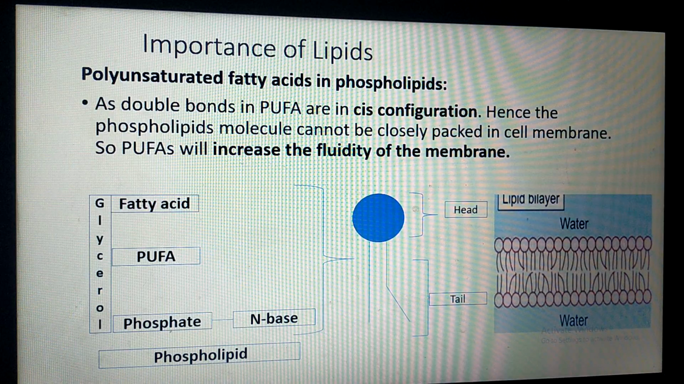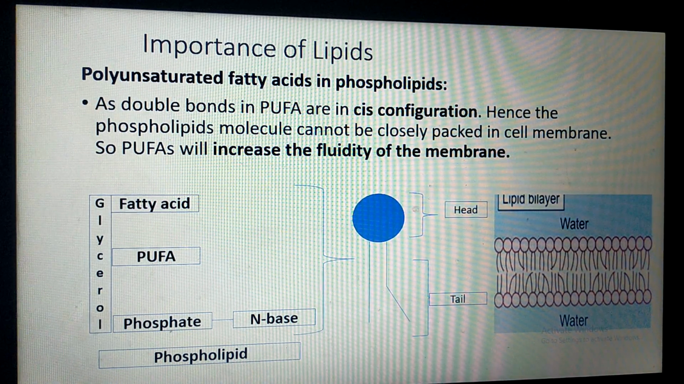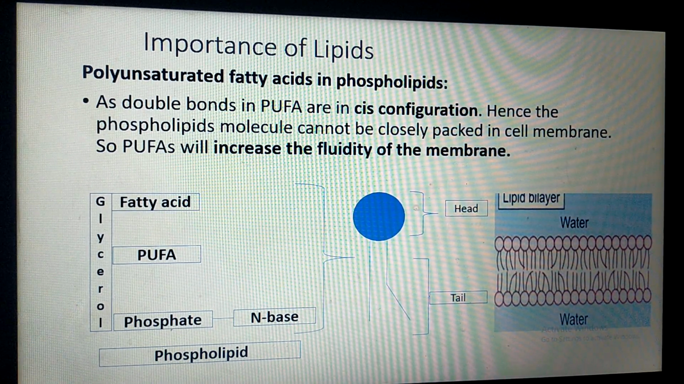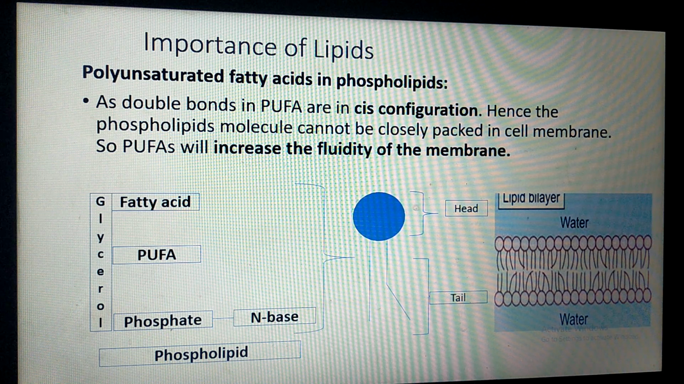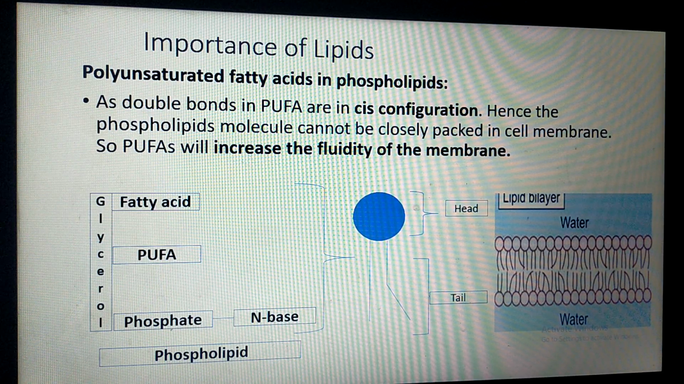If the tail of that phospholipid molecule is straight, then what will happen? The two phospholipid molecules will be tightly packed in the cell membrane, and the fluidity of cell membrane will be lost. So this is the importance of polyunsaturated fatty acid.